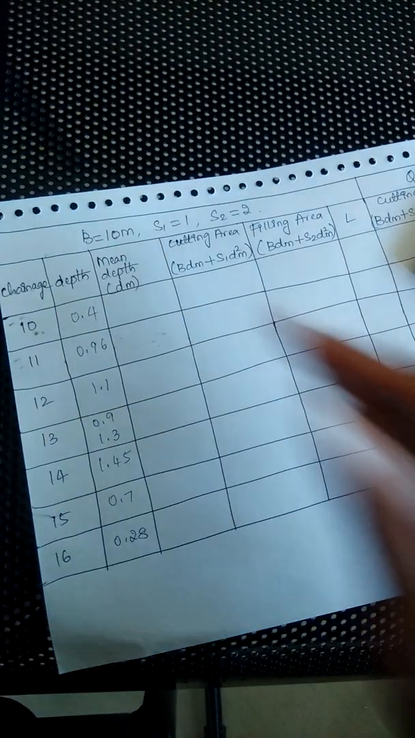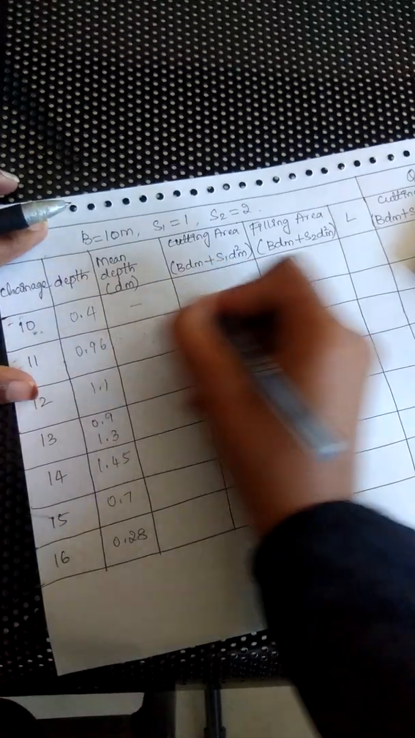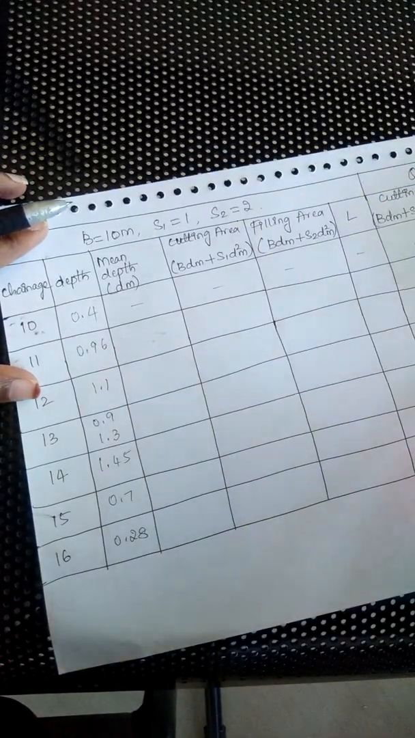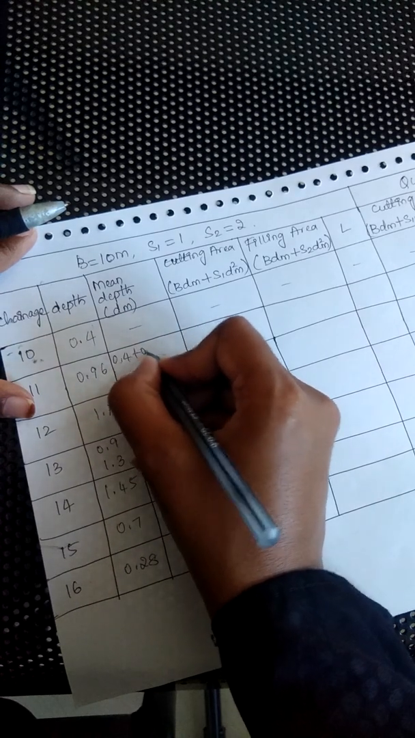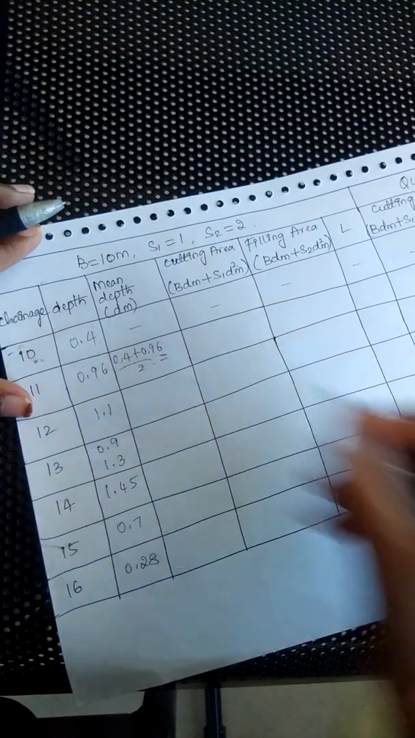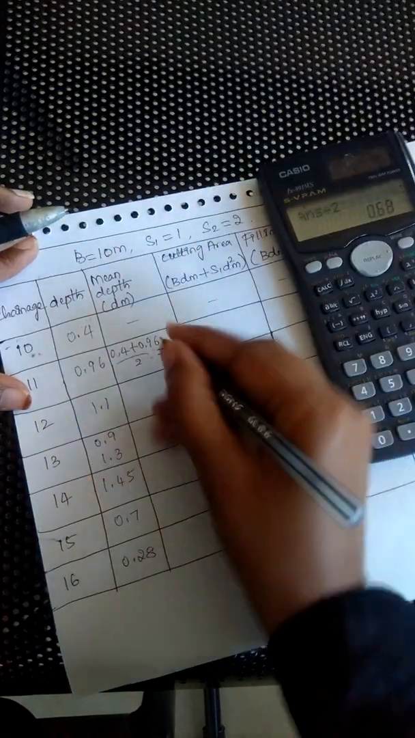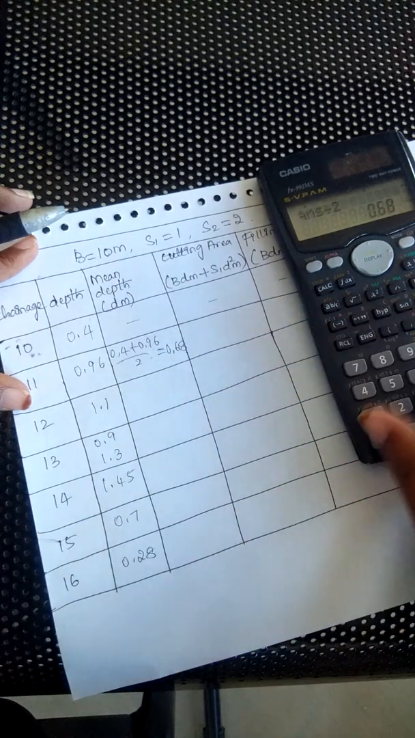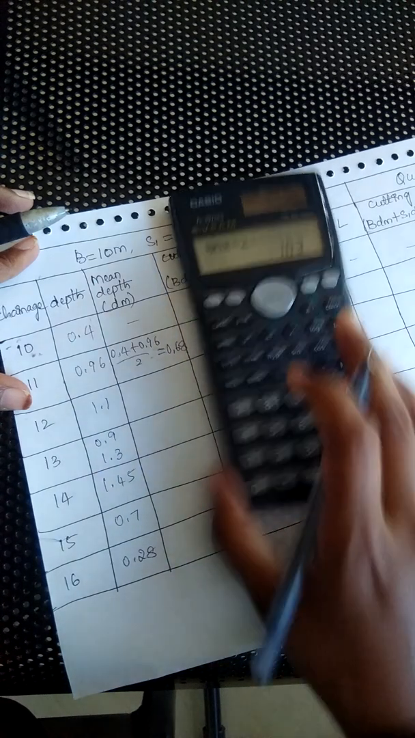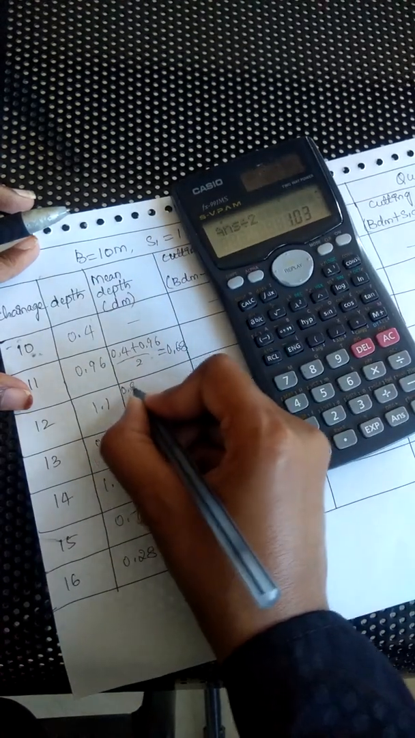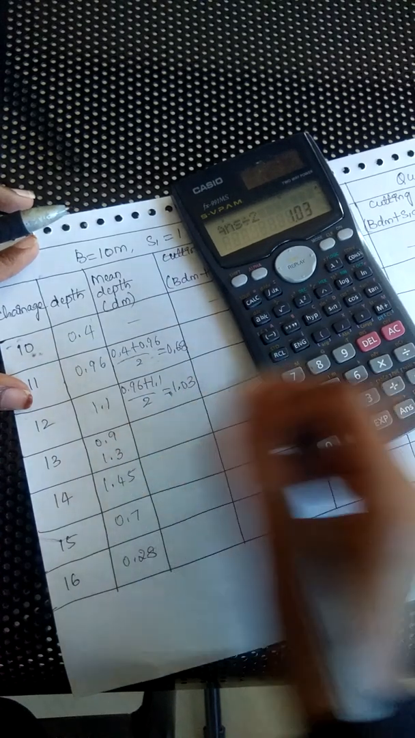So now after mentioning all the depths, I need to find the mean depth here. The procedure to find the mean depth is the same as in all the problems. So let us do this. For the first depth, 0.4 plus 0.96 by 2. This gives you 0.68. Then for the second, 0.96 plus 1.1 by 2 gives you 1.03.